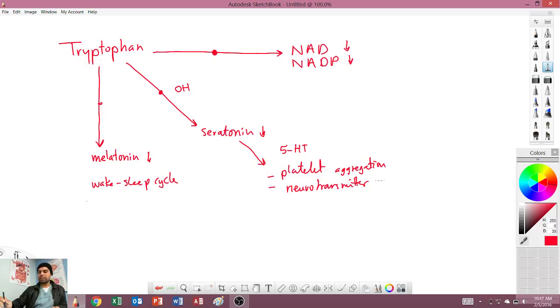Lack of serotonin can, for example, lead to depression-like symptoms. Remember, we will talk about SSRIs. We have to know that selective serotonin reuptake inhibitors affect serotonin concentration in the synaptic cleft. They increase it, which means serotonin decrease is found in depression, a major cause of depression. Serotonin causes vasoconstriction as well.